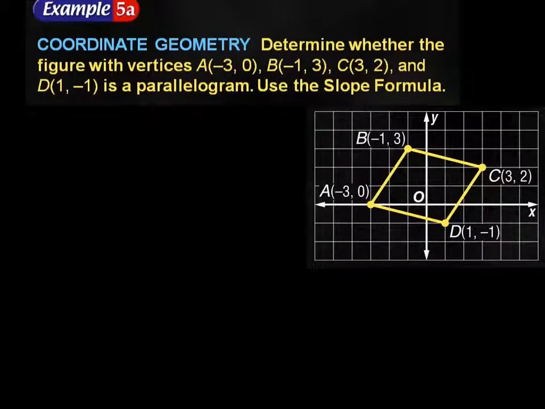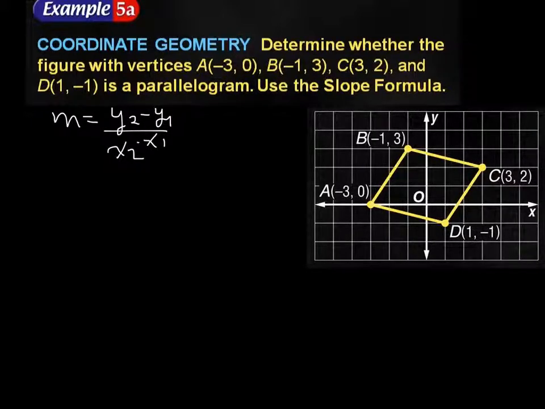We have 5 different ways now to make sure that a quadrilateral is a parallelogram. So they're very specific. Determine whether the figure with vertices given is a parallelogram, and they say use the slope formula. So slope formula we know is change in y over change in x.